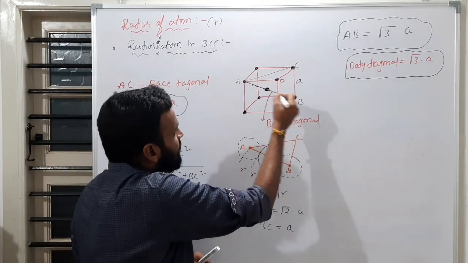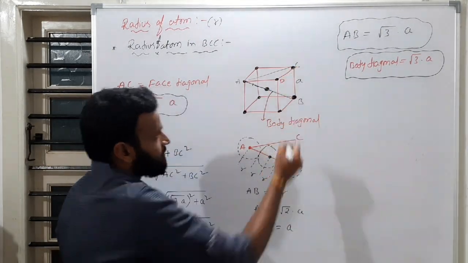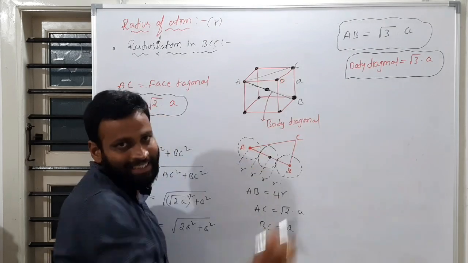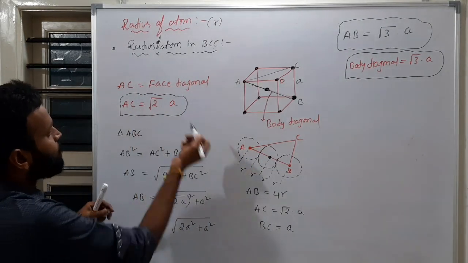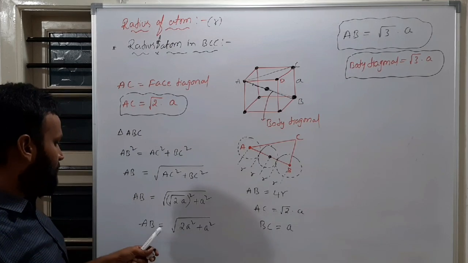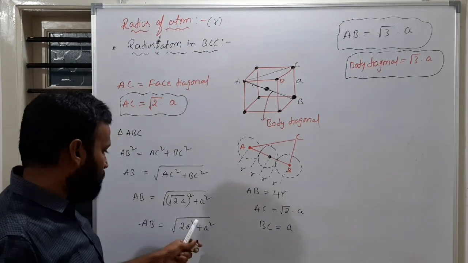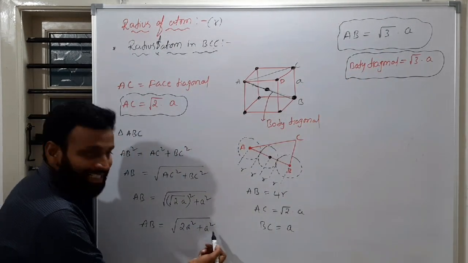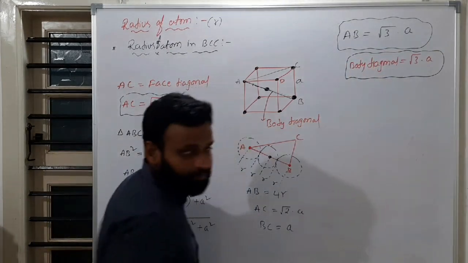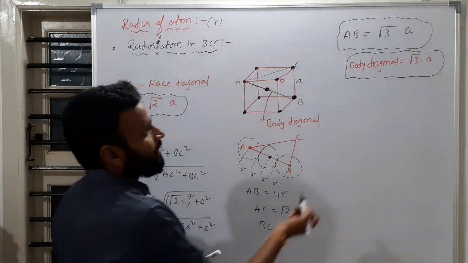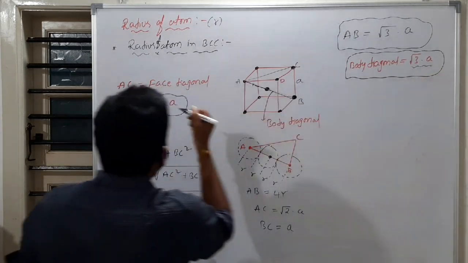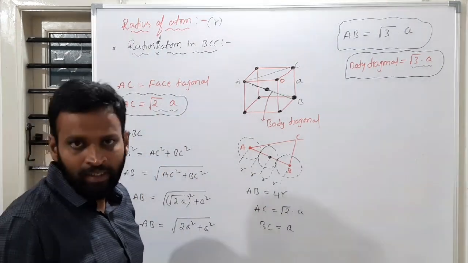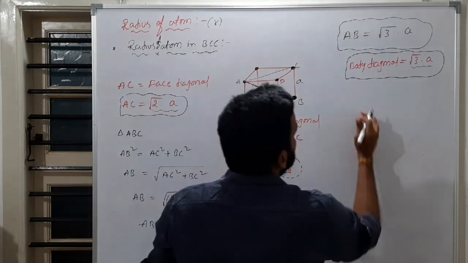To get AB, I must know AC and BC. AC is the face diagonal. I told you this is the face, and this is face diagonal AC. So face diagonal AC is root 2A, and AB is root of 2A square plus A square. So AB is equal to root 3A, because 2A square plus A square is 3A square, and the root cancels for A. So the body diagonal formula is root 3A. The face diagonal formula is root 2A. Getting what I am saying? So these are very important.